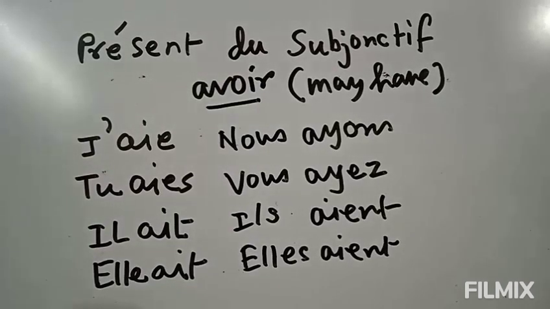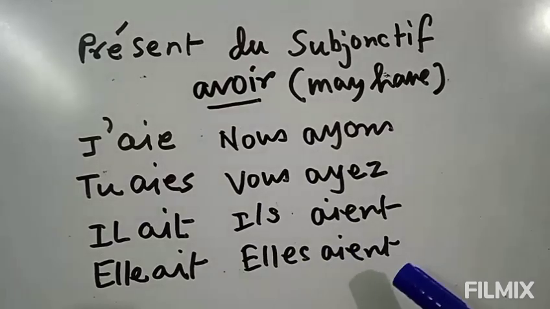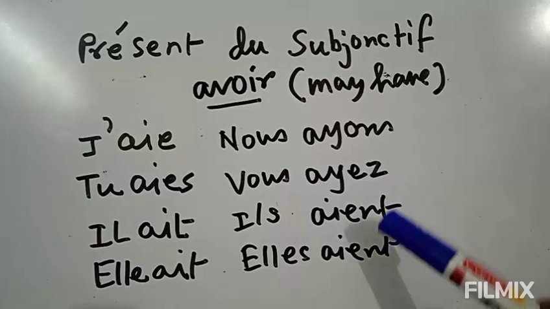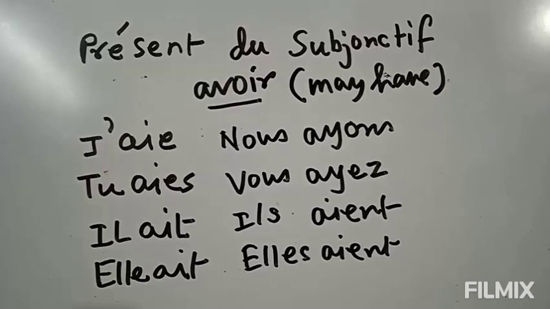J'aie, I may have. Okay. Tu aies, it is informal, you may have. Il ait, elle ait, he may have, she may have. Nous ayons, we may have. Vous ayez, you may have, but formal, in case of respected persons and elders. Ils aient, they may have, and elles aient, they may have. This is the total form for masculine and feminine, and when both masculine and feminine are present, you have to use the masculine one. Okay. The same rule repeating. So this is the verb avoir, présent du subjonctif. Now it will be more clear to you how to use it properly.